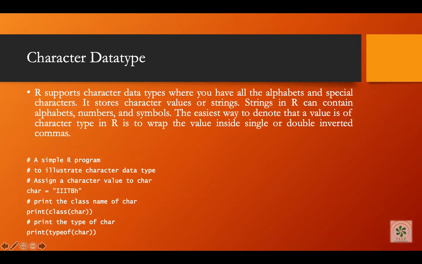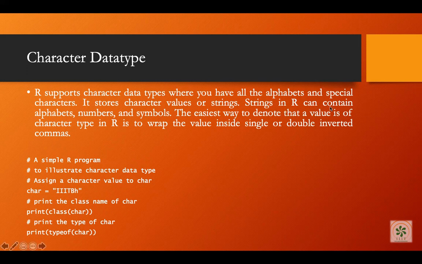Now the next data type is your character data type, right? So R supports the character data type, where you have all the alphabets and special characters. It stores a character value or a string. So let's say if you are giving one character, it will take it as a character. And if you're giving two or more characters at a time, meaning if you are giving a string to it, then it will also take it as a character class. Okay.